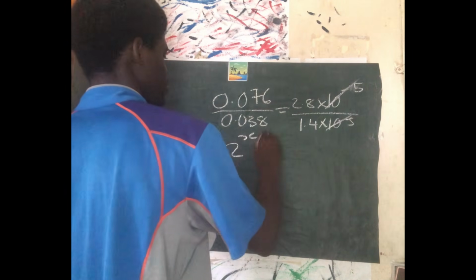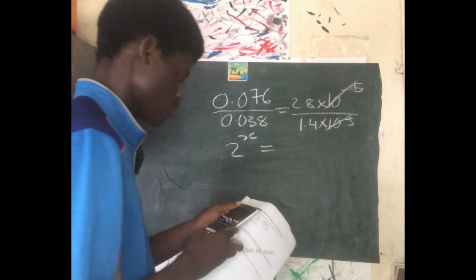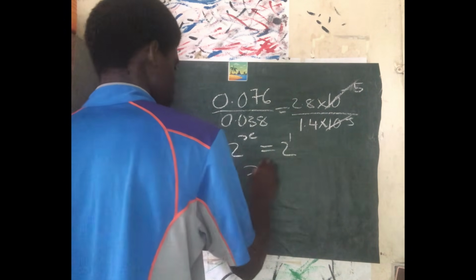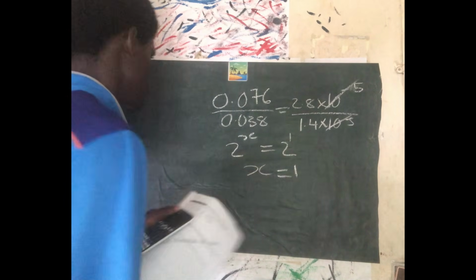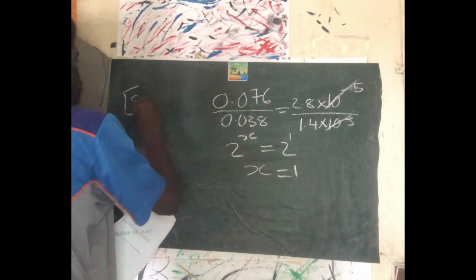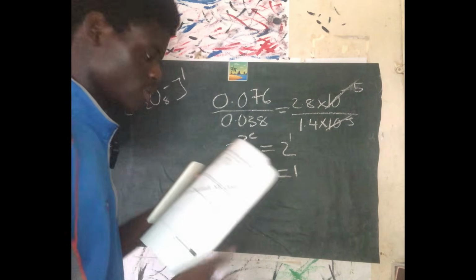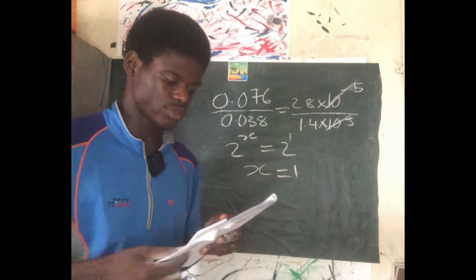That's 2 raised to power x is equal to 2.8 divided by 1.4. That's also 2. That's 2 raised to power 1. So x will now be 1. So for S2O8 minus, that will be in the first order. So let's find that for iodine, as I minus.